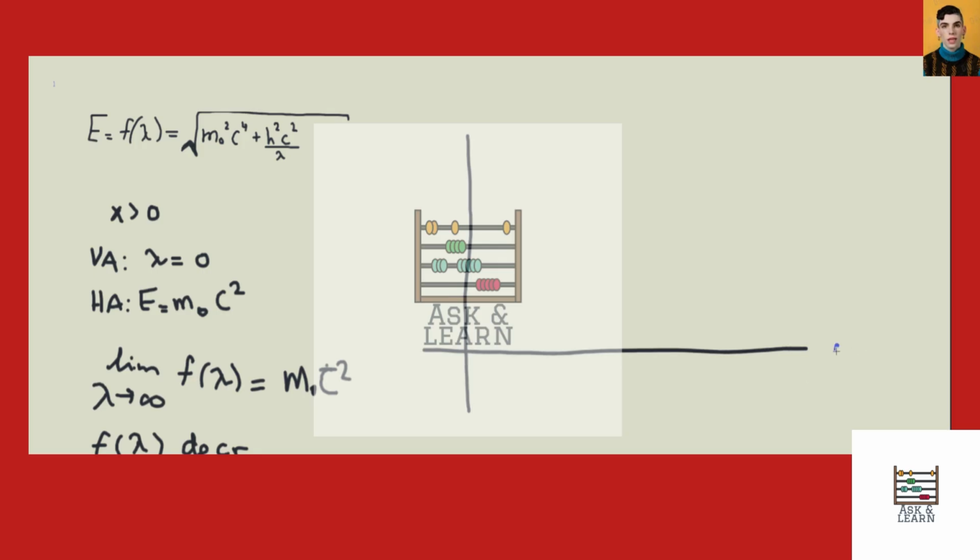All right, so now if we look at the graph, right, this is lambda, and this is energy, or f of lambda. We know that we have an asymptote at lambda equals 0, which is here. And we know we have another asymptote at E equals m initial c squared.